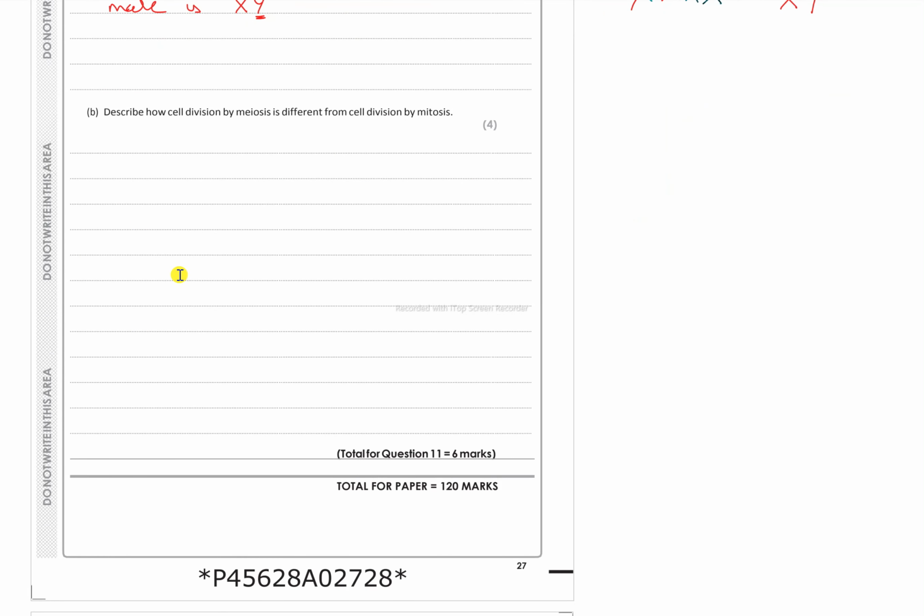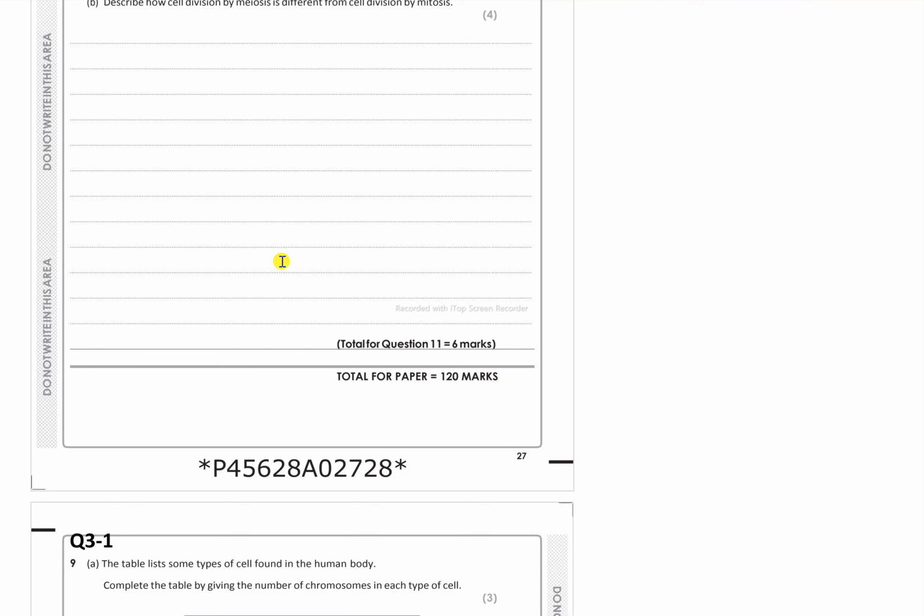Right. Describe how cell division by meiosis differs from cell division by mitosis.